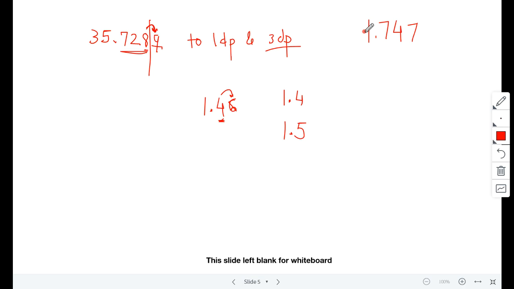So 1.74 is when you truncate it and 1.75 is when you round it off, right? Yeah. Okay. And for this one, round off this number up to three decimal places. Up to three decimal places. Round it. Yes.